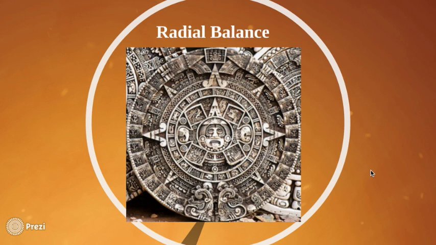This would be an example of an Aztec carving, an Aztec calendar of the sun. And if you look right in the middle at that good-looking guy's face, you will see that all lines and shapes radiate or come from that center point.